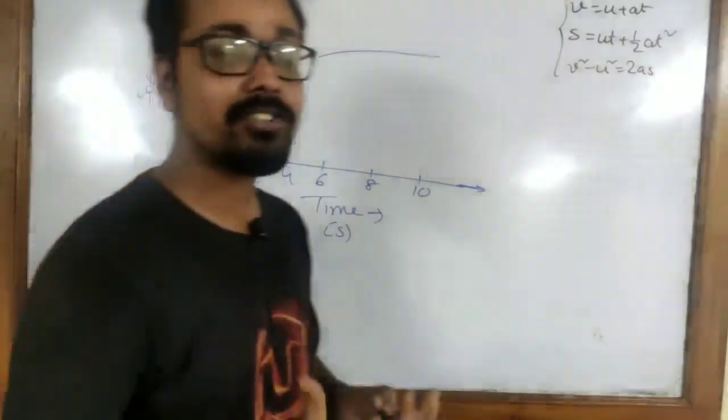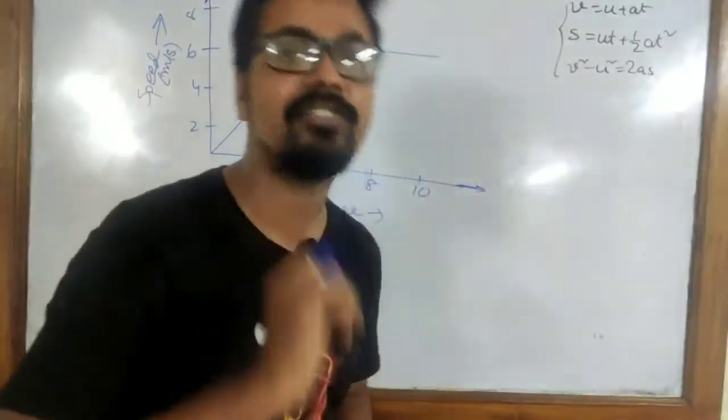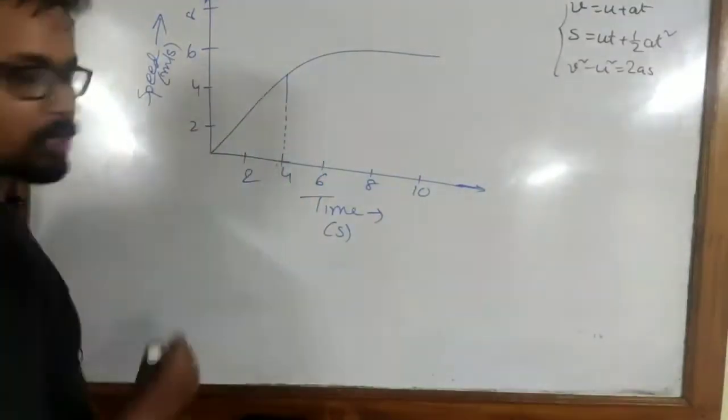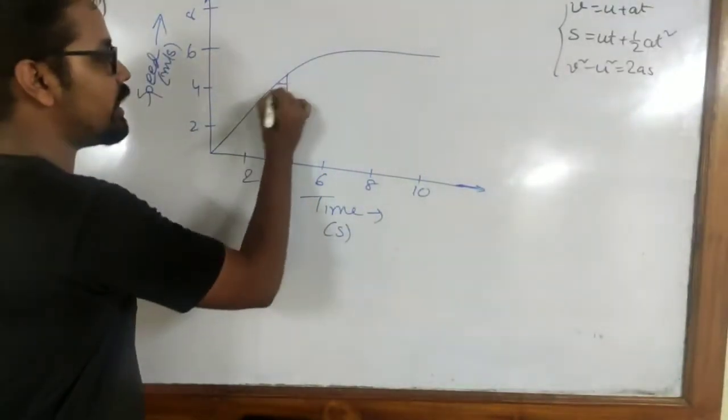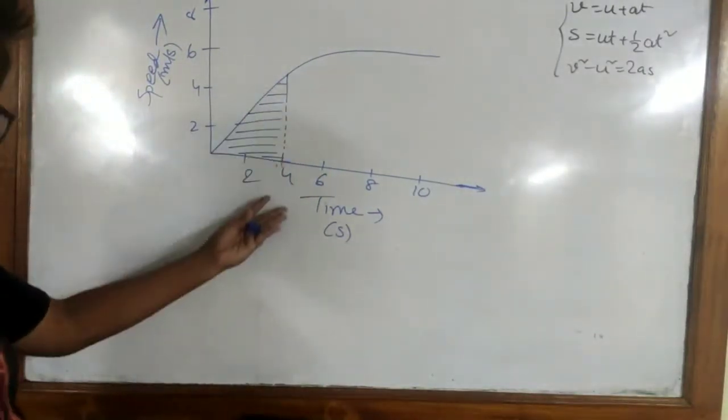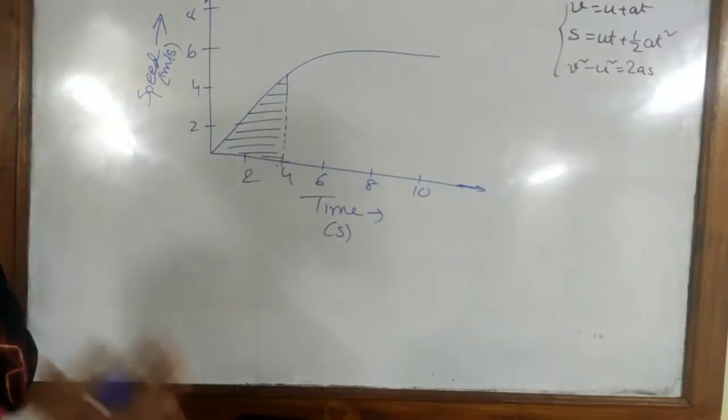How to find distance from a velocity-time graph? You have to find the area of the triangle formed. Here we can see a triangle is formed, and we need to find the area of this triangle. I have shaded the region. The area of this triangle will give us the distance traveled.